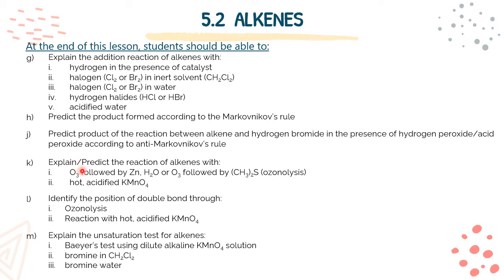After that, we're going to explain and predict the reaction of alkenes by going through oxidative cleavage by ozonolysis and also reaction with hot acidified KMnO4. And lastly, explain the unsaturation test for the alkenes by using Baeyer's test, bromine in dichloromethane and also bromine water.